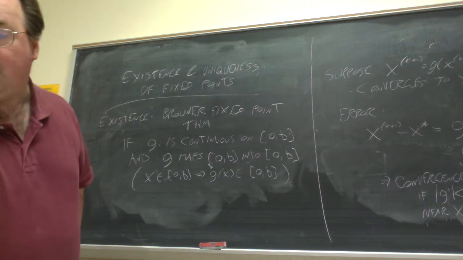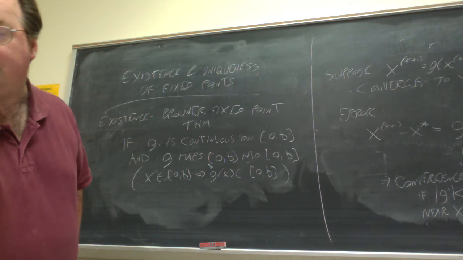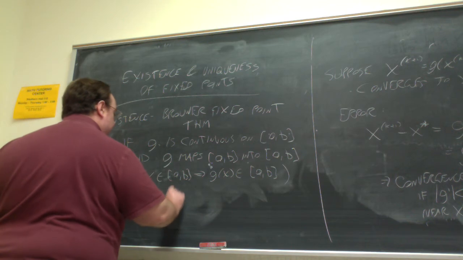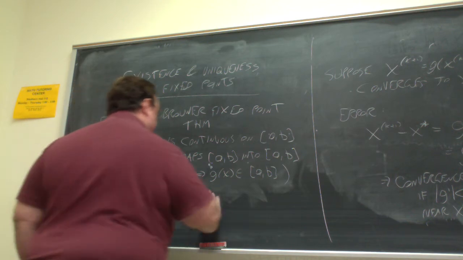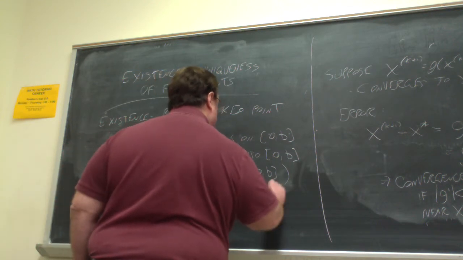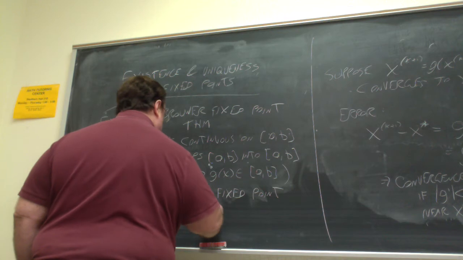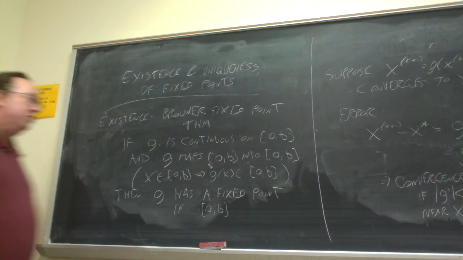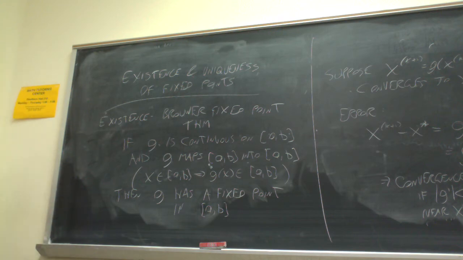And so under these conditions, if g is continuous and satisfies this condition, then g has a fixed point in the interval [a, b]. There may be more than one, we don't know. This only assures existence, but we know that there is at least one. And this can be proved without much difficulty using the intermediate value theorem that came up with bisection.